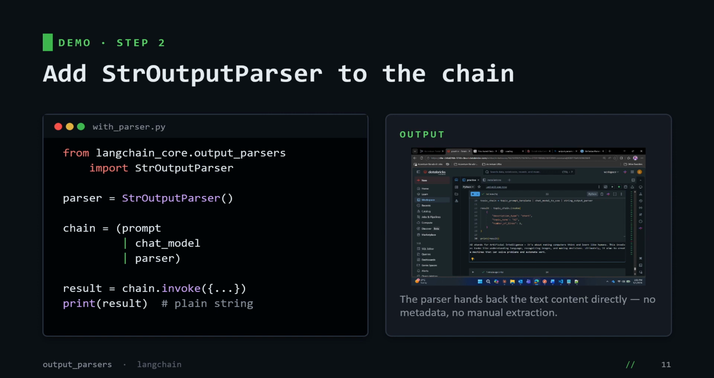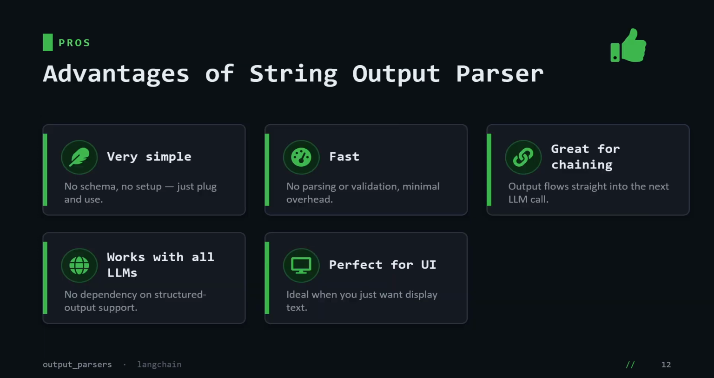So whatever response the LLM is giving, response metadata, the content and all these things, it will just return me the content using string output parser. That is the use of string output parser. It will not do any validation, nothing. You just don't have to do the manual extraction. It will do it for you.